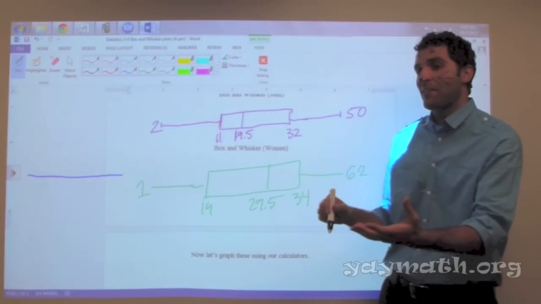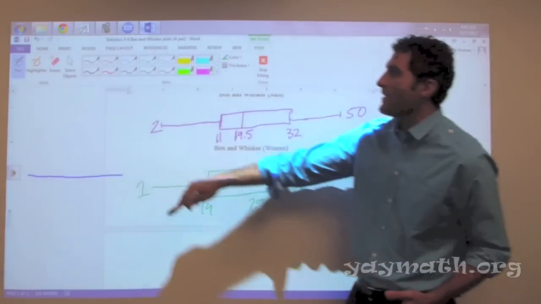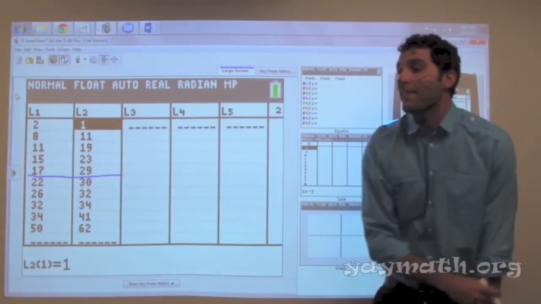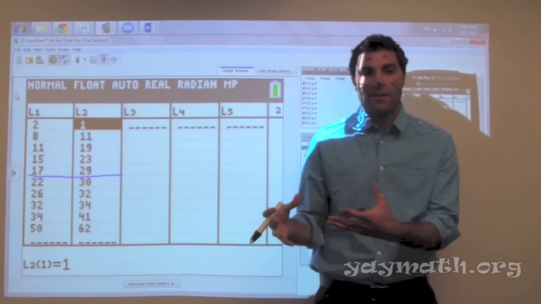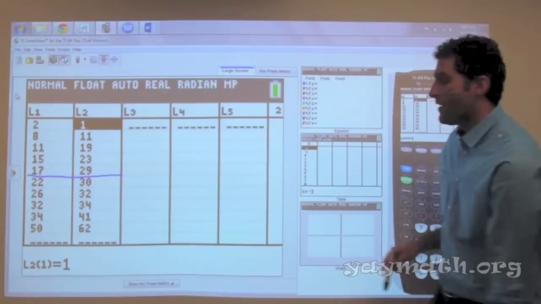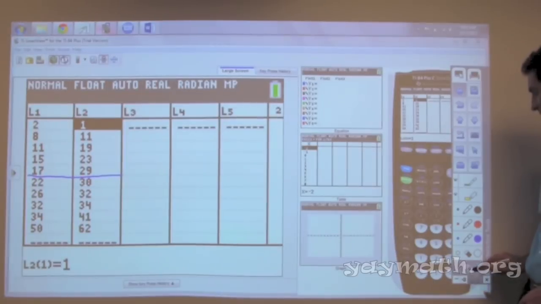Now let's do it graphically. So let's go back into our calculators, and the calculator will actually give us the box and whisker plot that we so desire. On a graph, yeah. So let's go ahead and do that. I'm going to clear this screen so I don't see that line anymore.